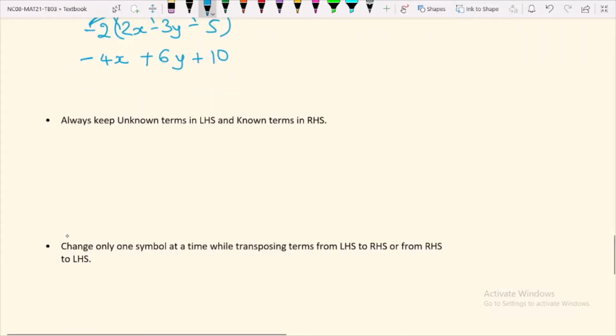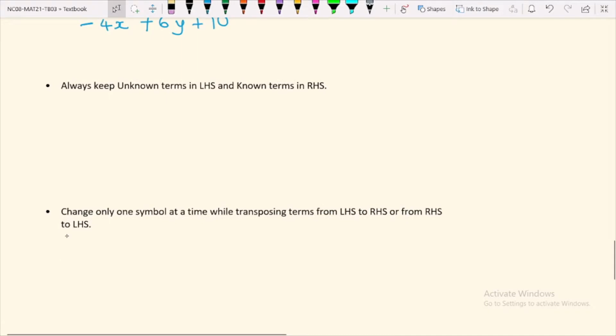So the next point is, always keep unknown terms in the LHS and known terms in the RHS. If the equation given is 2x plus 5 is equal to, let us say, 15. So here what are the unknown terms? Terms means group of variables, coefficients, and the mathematical symbol. Here there is nothing but plus. So this whole thing is a term. Plus 2x is one term, plus 5 is the second term, and here there is no symbol, which means it is plus. Plus 15 is the third term. Here the known terms are plus 5 and plus 15.